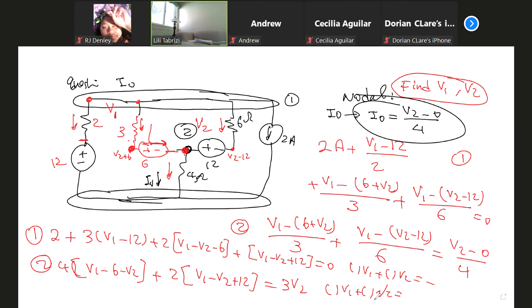Okay, I can also do it with mesh and superposition, but because of timing, I'll write it down, and because of people who didn't attend, I'll send it to all.